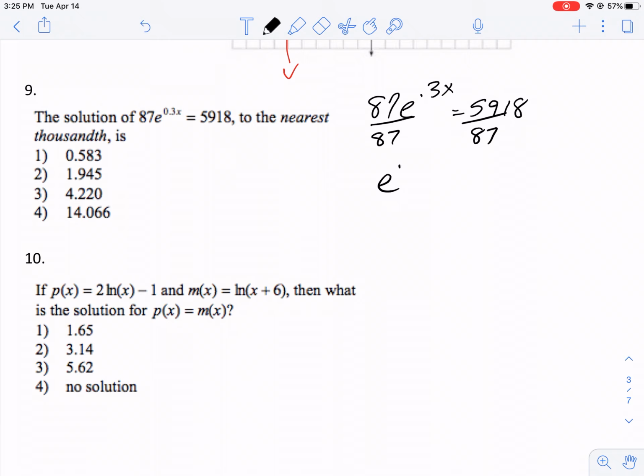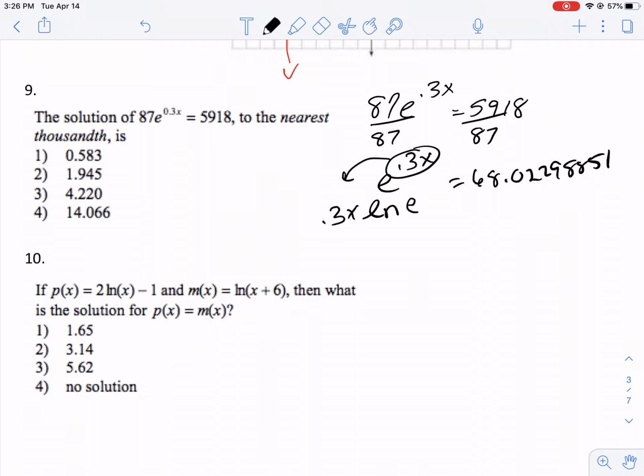87 to begin with. e to the 0.3x then is going to be equal to 68.022988851. When it comes to logs, I don't round until the end. Alright, so now we're going to take the natural log of both sides for the sole reason that it'll bring that exponent out of the air.